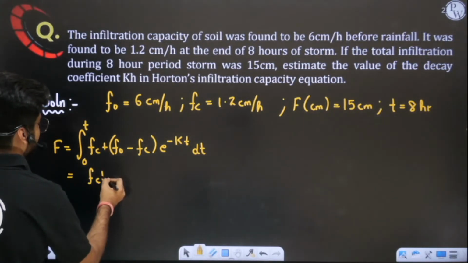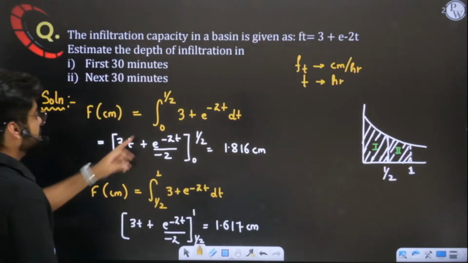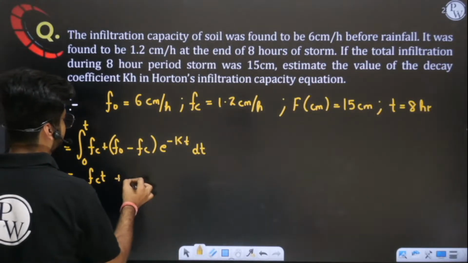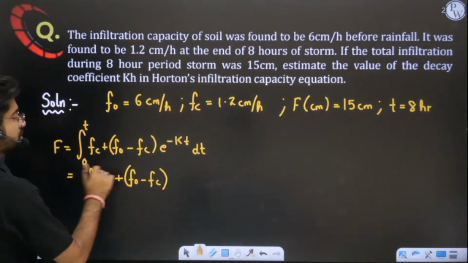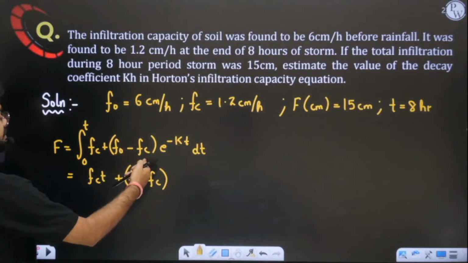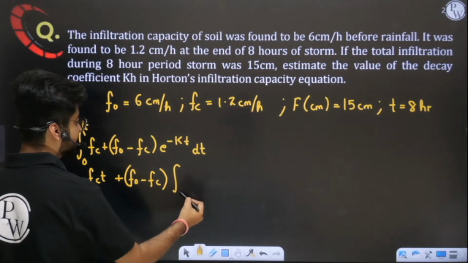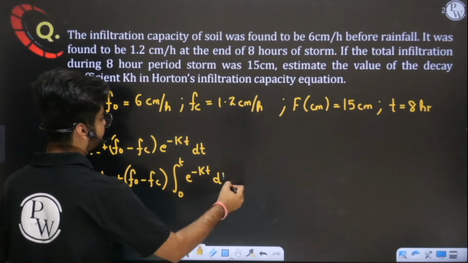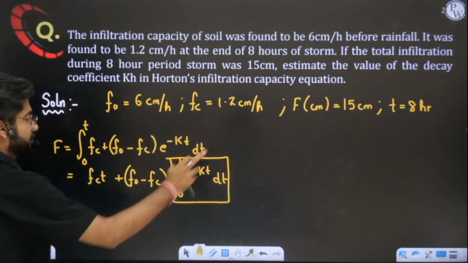Yes or no? Fc multiplied by t. See, if this is 3, this is 3t. Similarly, this is Fc into t, because this is constant. So bring this constant out, and we have integrated this term. Now we have to integrate the second term. In the second term we have a constant which we have brought out. Now I will write the integration from 0 to t of e power minus Kt dt. Now I have to solve this integration.